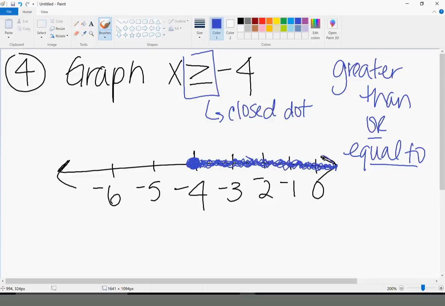So for this problem on the final, it'll probably be a multiple choice problem that you'll need to select the correct graph to get the right answer. Okay?